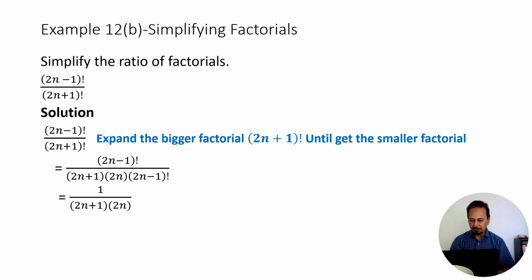Here's example 12b: (2n minus 1) factorial over (2n plus 1) factorial. We start with the bigger factorial and expand this one. So we write 2n plus 1, and next is 2n, and then 2n minus 1, now we get the same factorial, so we stop here. Now these two cancel, and the answer is 1 over (2n plus 1) times 2n.